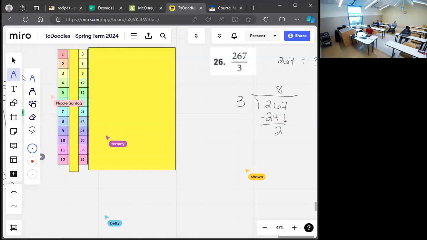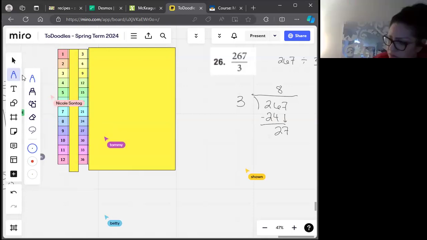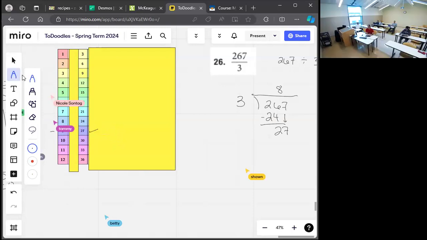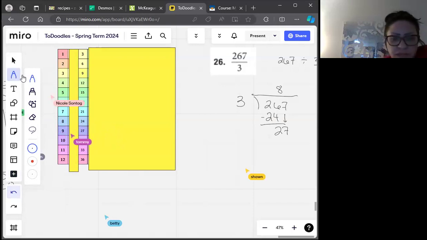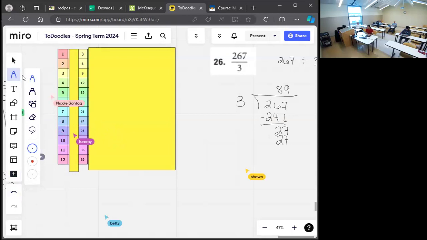Bring down the 7. Now I want something as close to 27 as possible without going over. 9? 9 times 3 is 27. So that hits it exactly. Good job, Gavin, you got it. So ta-da, 89 is our answer.